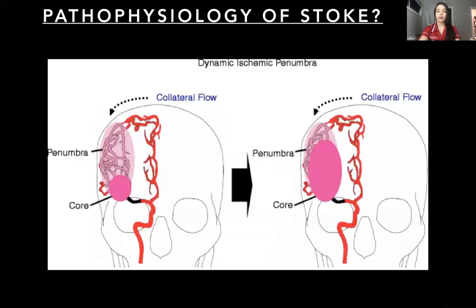A stroke occurs when there is a loss of blood flow to a part of the brain. This means your brain cells cannot obtain the oxygen and nutrients they need from blood in order to function, resulting in cerebral ischemia. Ischemia causes the cells in the brain to be deprived of adequate oxygen supply. This is known as cell hypoxia.